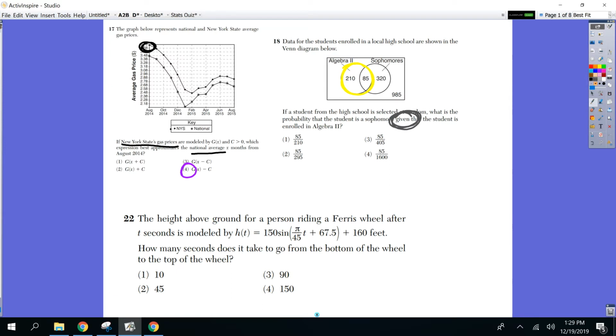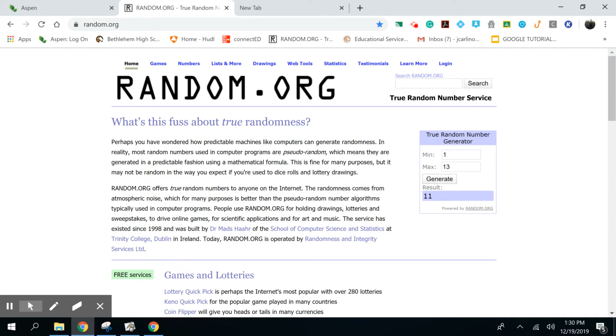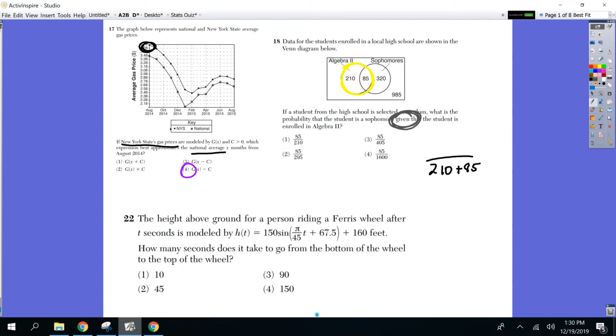So this is not out of whatever these numbers are added up. It's out of only what now? It's not out of 210 either. 210 plus the 85 that take both. Because 210 take Algebra 2 only. There's 85 that are Algebra 2 and sophomores. All right, so 210 plus that 85, and then out of that, how many are sophomores? Out of that circle only, how many are sophomores? 85. And I think that adds to 295. Given they're already in. So is everyone all right with why I'm only looking at that part of the Venn diagram?